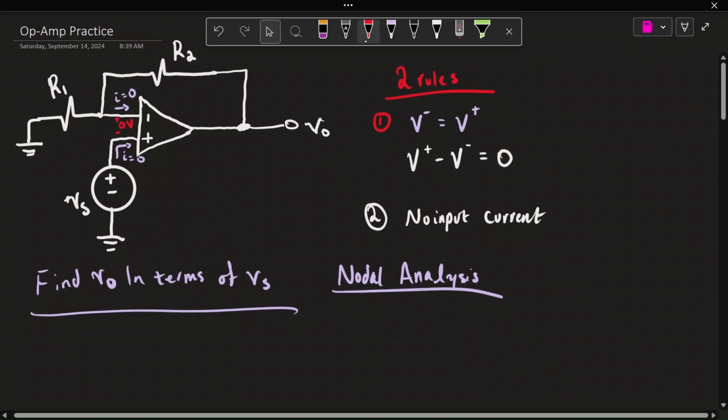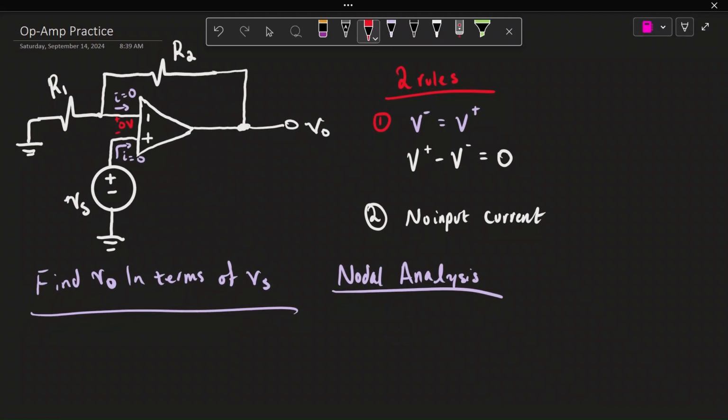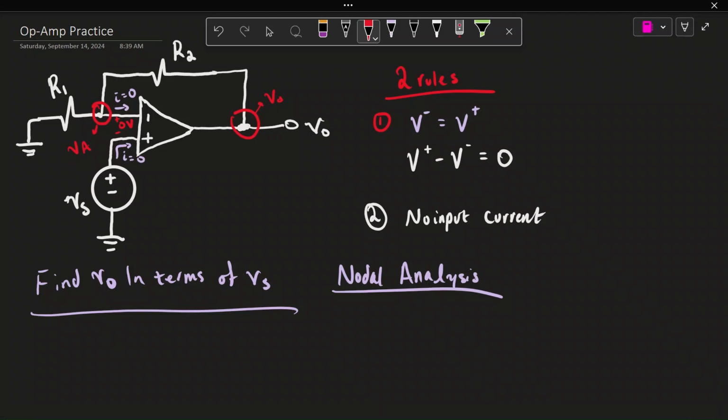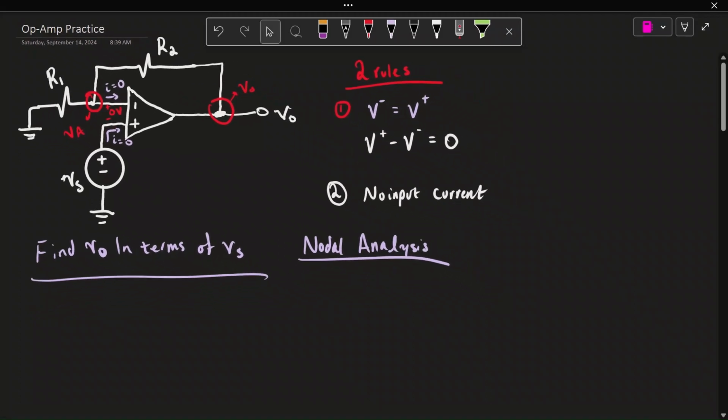Well, what does nodal analysis mean? What this means is we look at the nodes given in our circuit and we try to find the current through them using the node voltage method essentially. So let's circle our nodes. We have this one, which we'll call V out, and then we have this one here, which we'll call VA. Those are the only nodes in here.